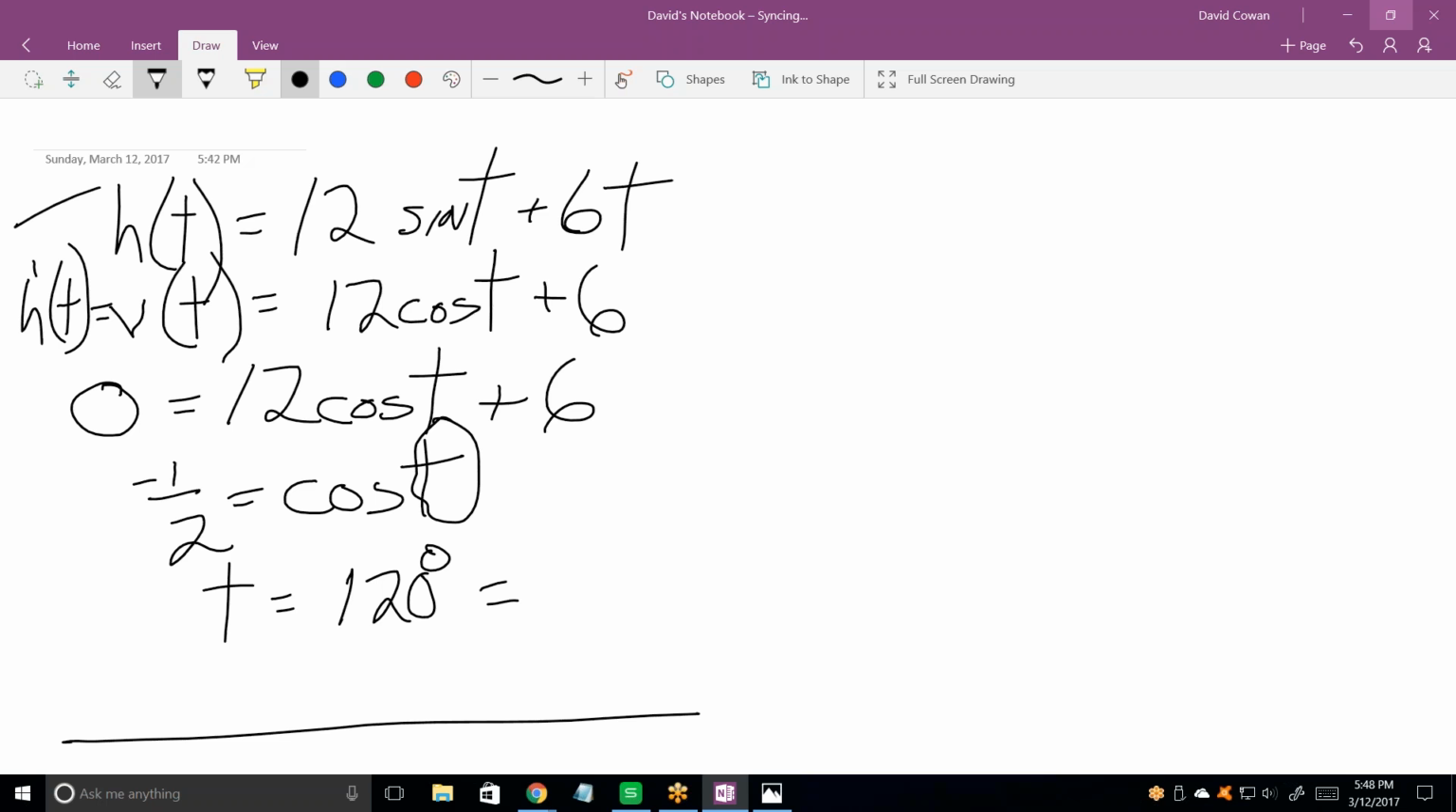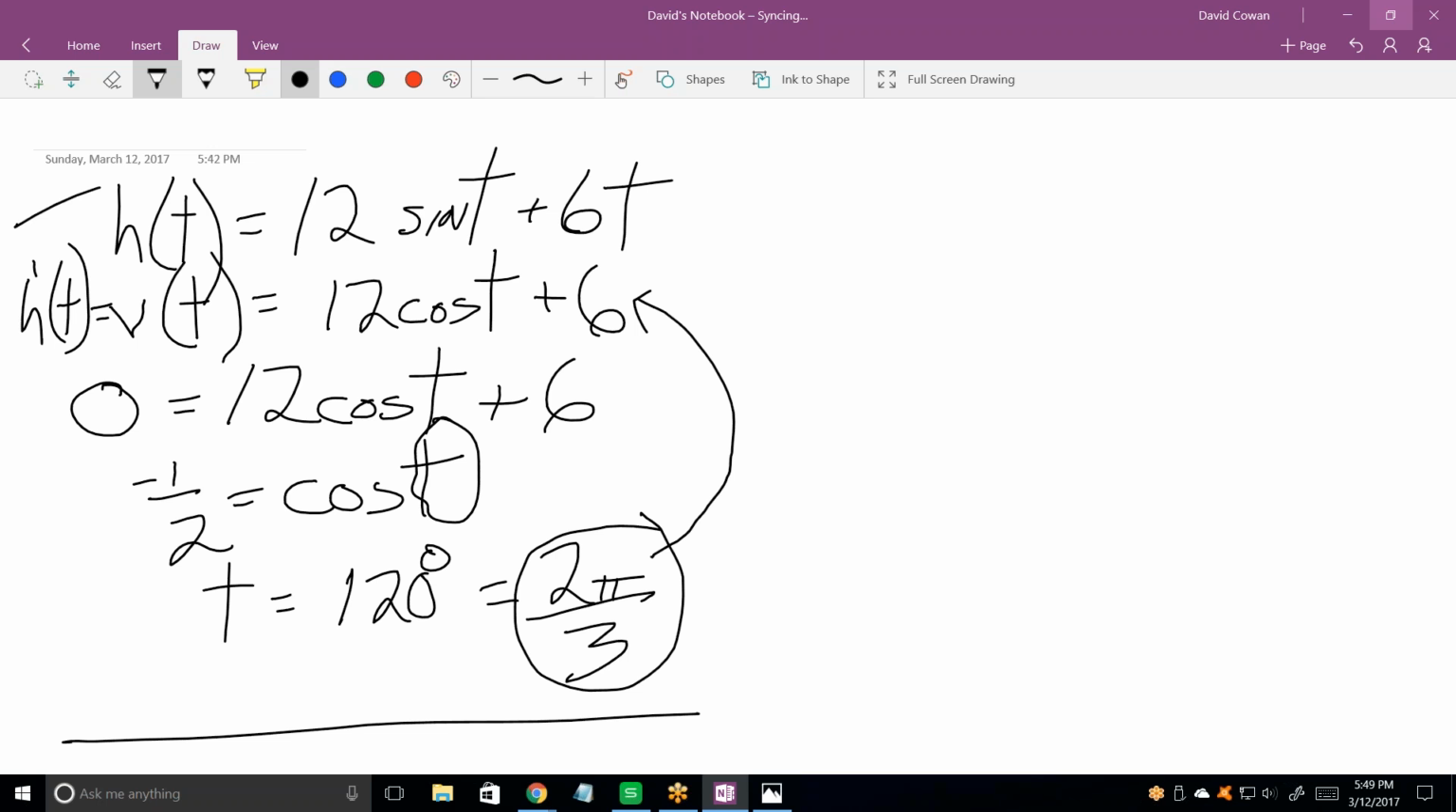But a radian is a number. So I can give my time in radians, and that's fine that it's in seconds. Well, if pi over 3 is 60 degrees, then 2 pi over 3 must be 120 degrees. So that time, if I plug this in to that, I will get it equals 0.